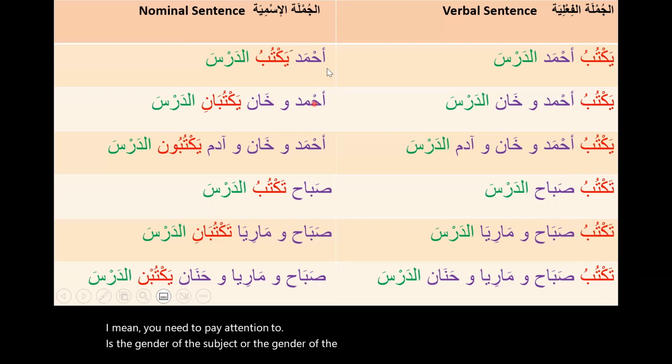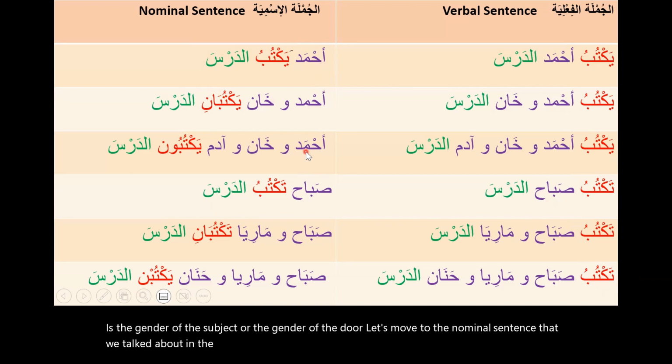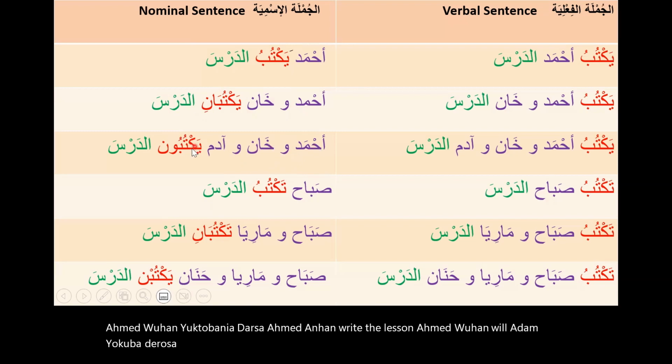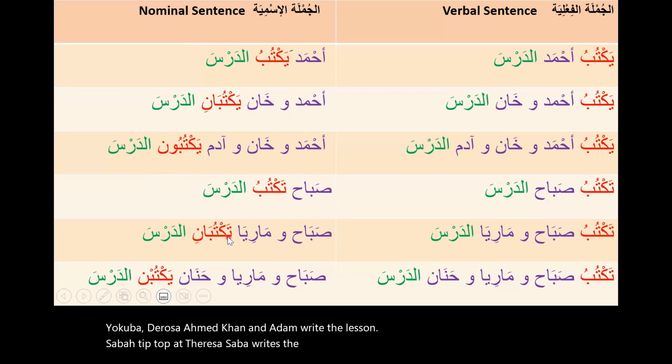Let's move to the nominal sentence that we talked about in the previous lesson or video. Ahmad yaktubu darsa. Ahmad writes the lesson. Ahmad wa Khan yaktubani darsa. Ahmad and Khan write the lesson. Ahmad wa Khan wa Adam yaktubuna darsa. Ahmad, Khan, and Adam write the lesson. Sabah taktub ad-darsa. Sabah writes the lesson. Sabah wa Maria taktubani ad-darsa. So Sabah and Maria write the lesson.